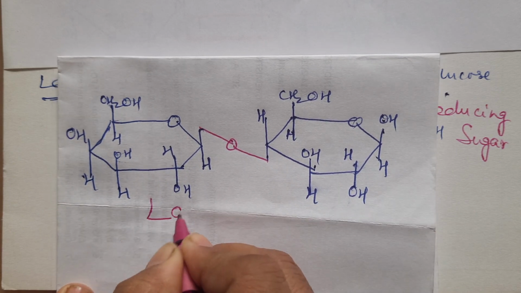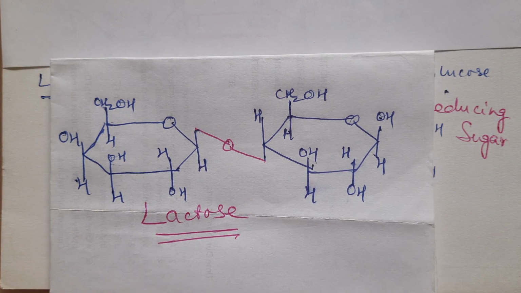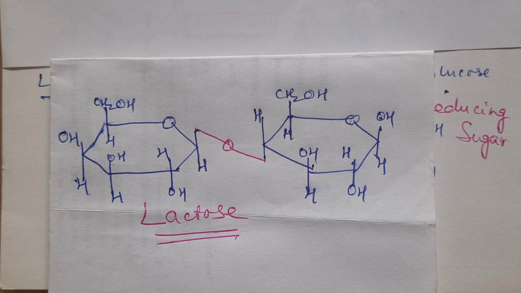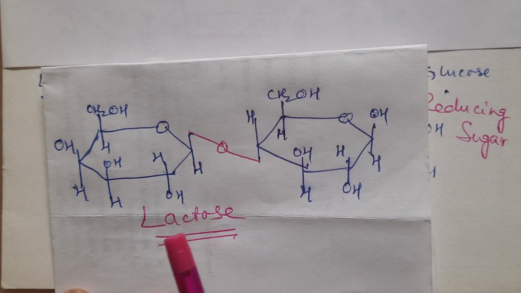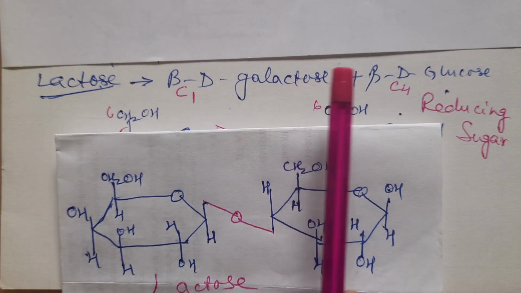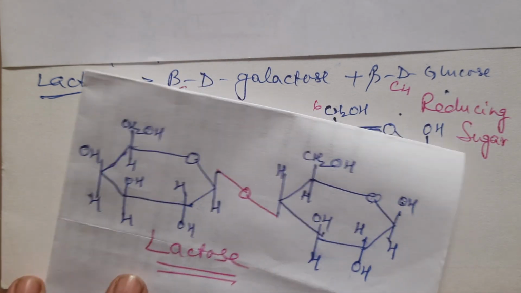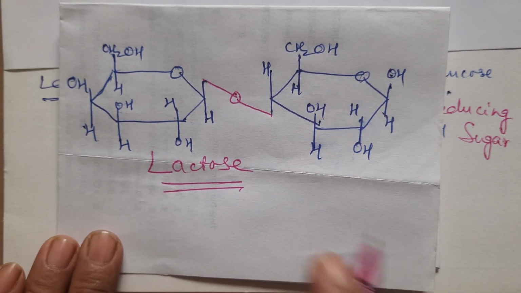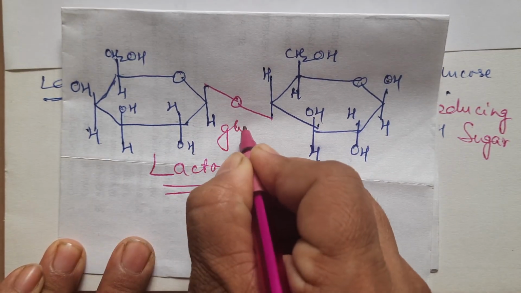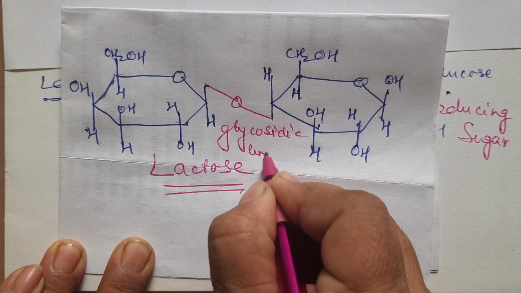So out of the 3 disaccharides which we have studied, only one is a non-reducing sugar. Which one? That is sucrose. Is it clear? So what will you write? What is lactose? Lactose has C1 of beta D galactose linked with C4 of beta D glucose through what? Through glycosidic linkage. What is this linkage called, children? It is glycosidic linkage.